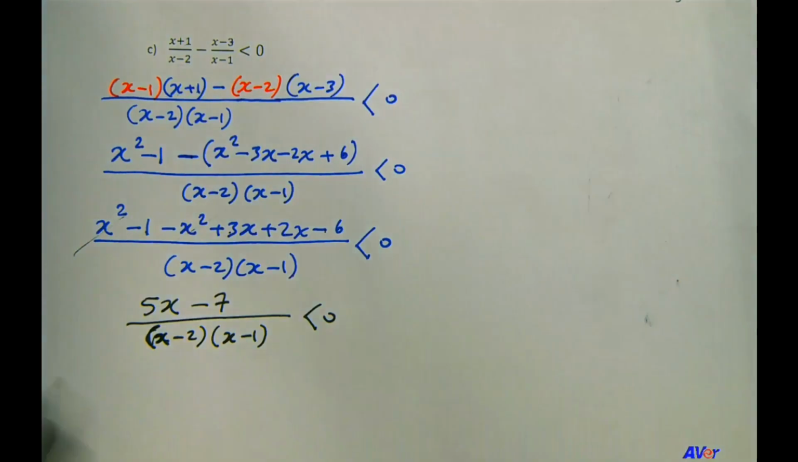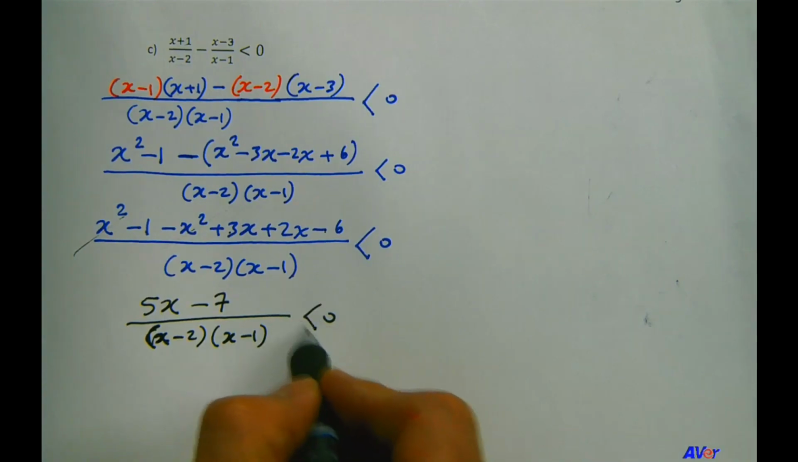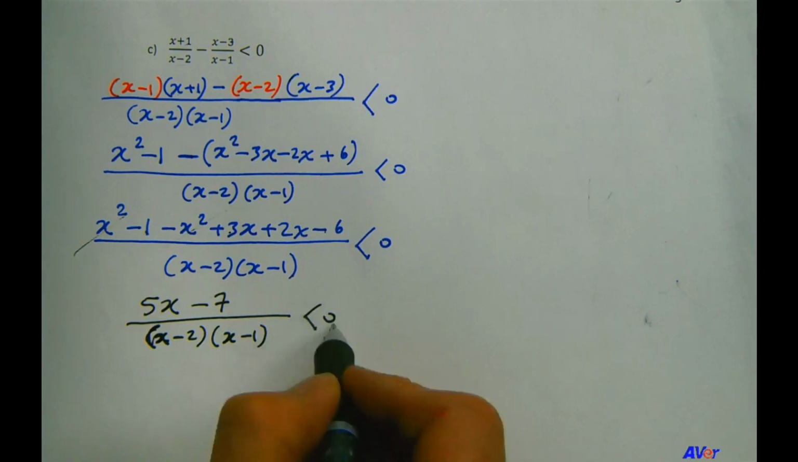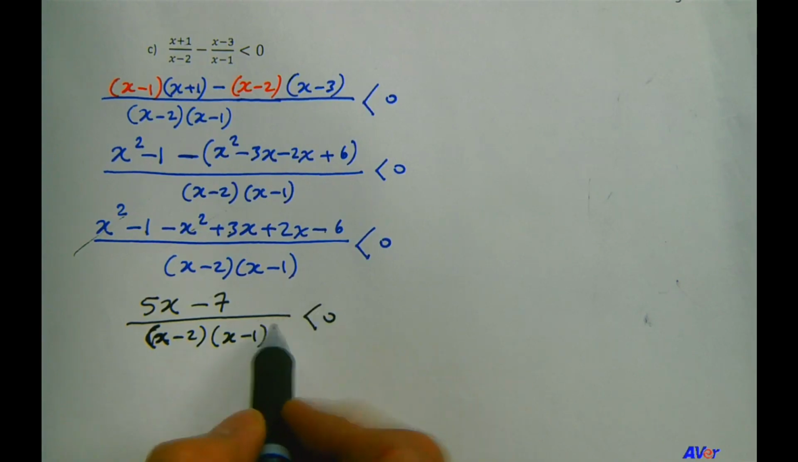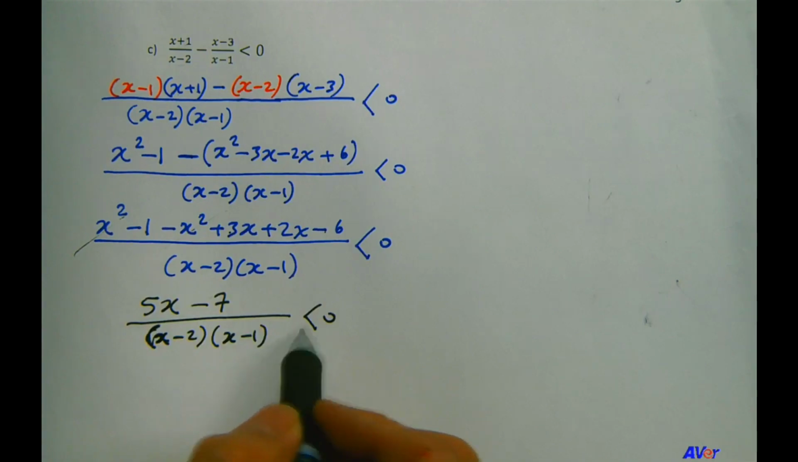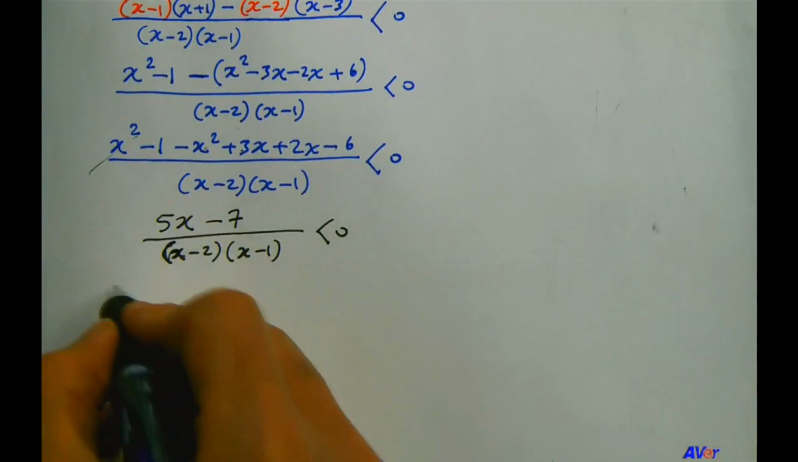Okay, now with this form, we can easily find what numbers make this expression 0 and what numbers make this expression undefined. So can this left side be equal to 0? No, because notice the equality is missing, right? This is a strict inequality, meaning that the left side must be less than 0, not equal to 0. Okay, having said that, let's find the critical values.